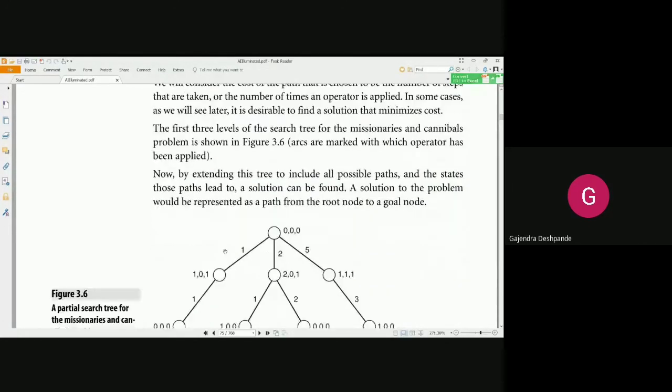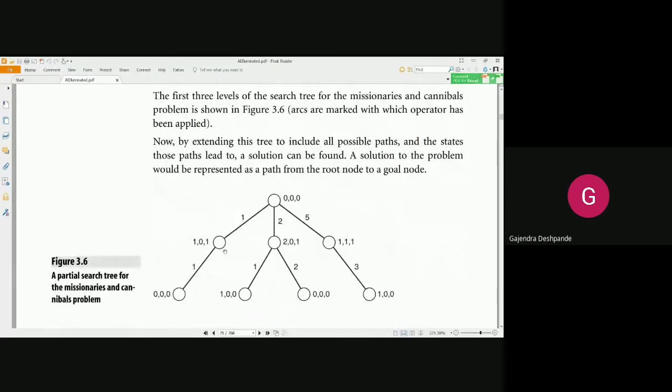So the solution is you represent all possible moves using a tree. So you can see here, this is a partial tree, whatever you are seeing on the screen. At the root node we have 0, 0, 0, that indicates the initial state. This is a partial tree, this is not a complete tree. If you draw a complete tree, it will be a really very big diagram, so it is not possible to draw everything and show it on the screen. But if you are interested, then you can take it up as an assignment and do it.